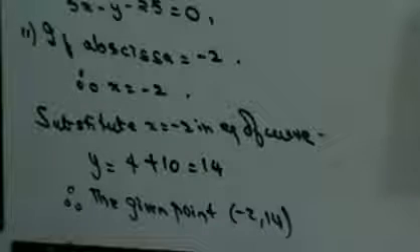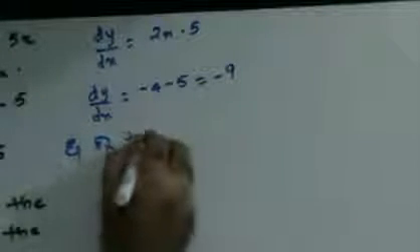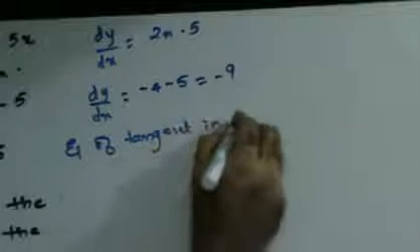Once I know the point, I can also find out the slope. Dy by dx is 2x minus 5. So dy by dx is equal to 2x minus 5, and x we found out as minus 2. So that's minus 4 minus 5, that's minus 9. Right? Once I know slope, I know point, I can find out the equation of tangent in point slope form.